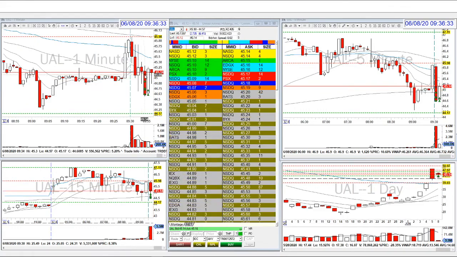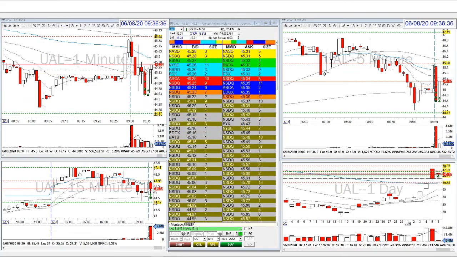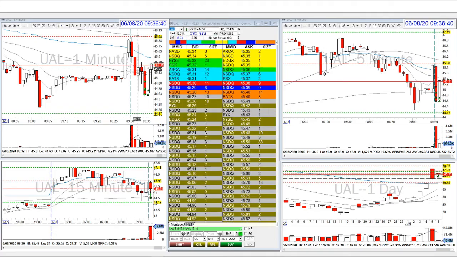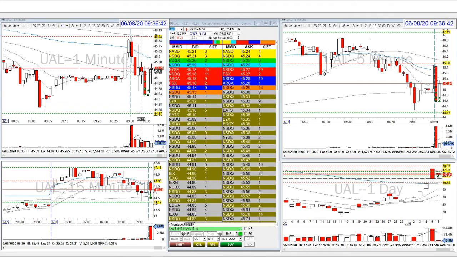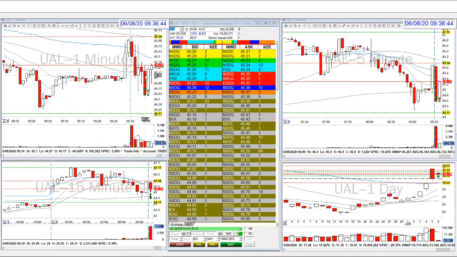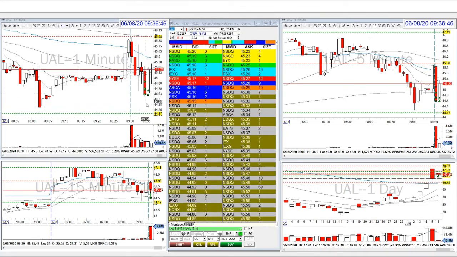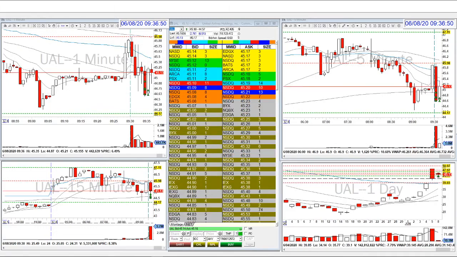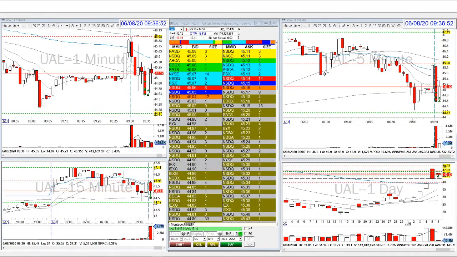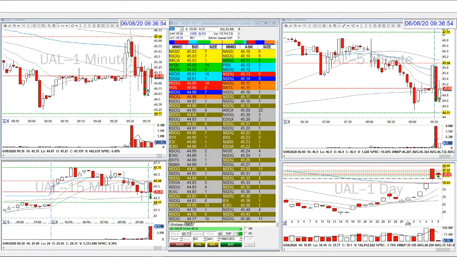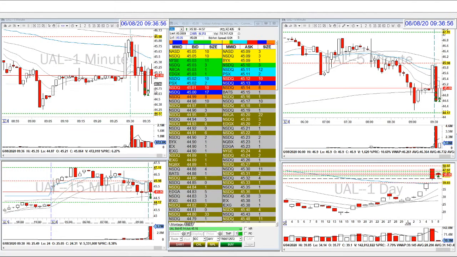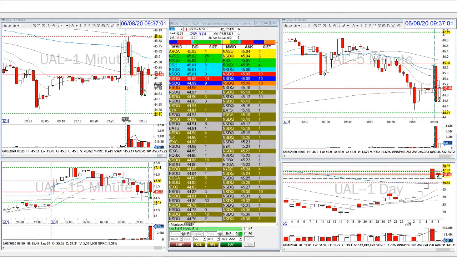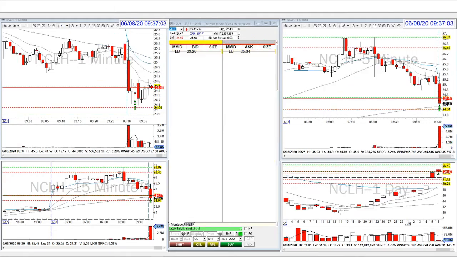So I quickly enter short here with a tight stop loss, because there is a bunch of moving averages that can be used as your resistance. So I quickly enter and then quickly scalp down this way, and it works quite nicely. That's my first trade. The second trade that I take is NCLH.